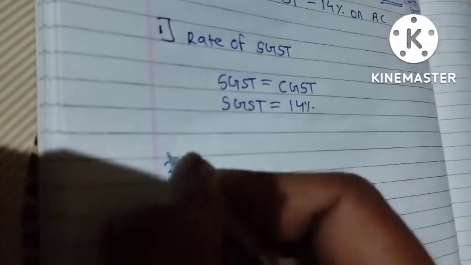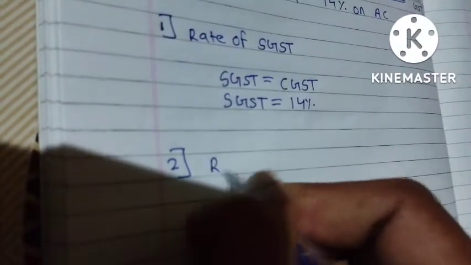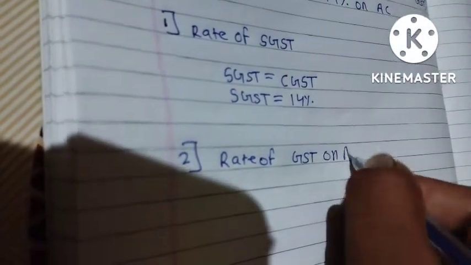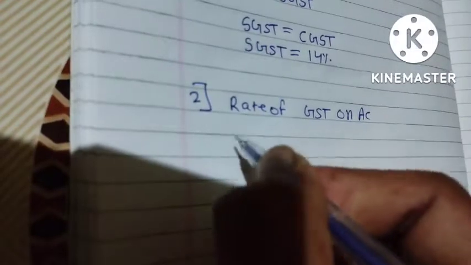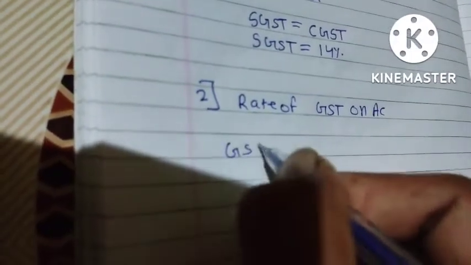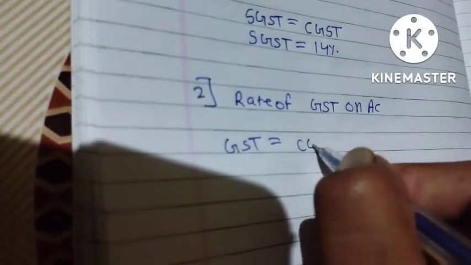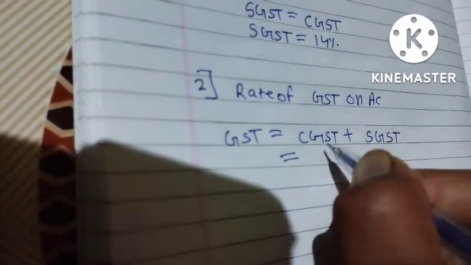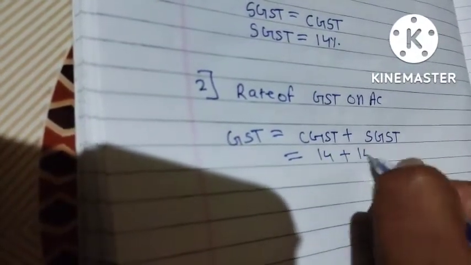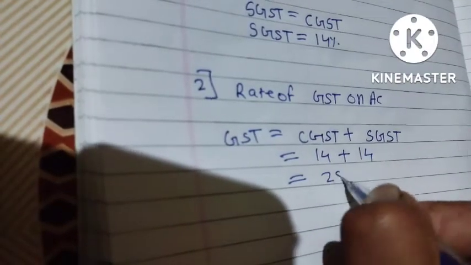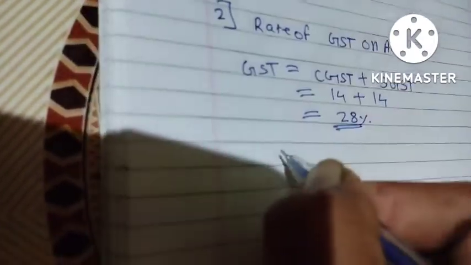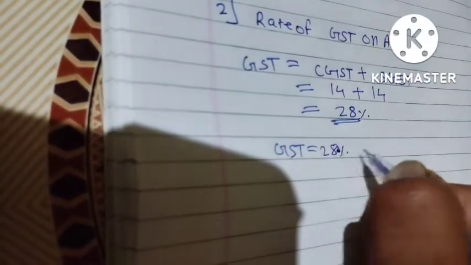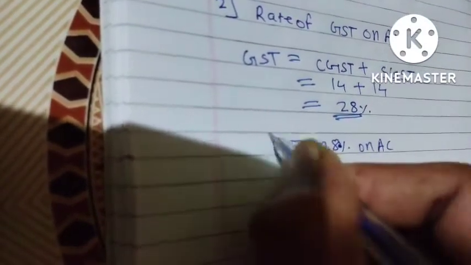Let's find out the second one, the rate of GST on AC. GST is equal to CGST plus SGST, which is 14 plus 14. The answer will be 28%. So the rate of GST will be 28% on AC.